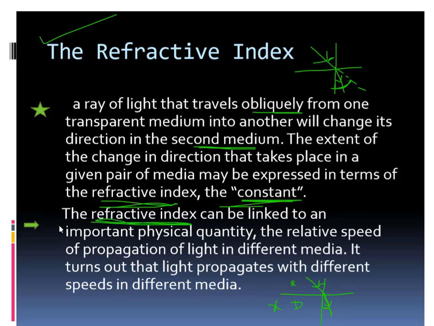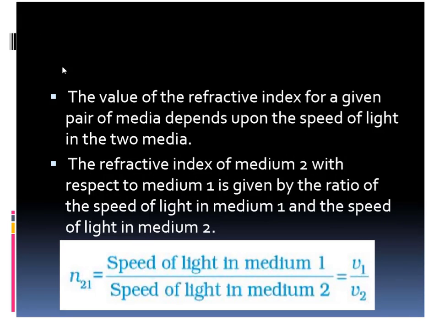Here it might be a little bit difficult for you to understand, but once we solve one or two problems, you can easily understand it. It's very easy though. Now, the value of refractive index for a given pair of media depends upon the speed of light in the two media, as I told you. So what will the refractive index depend upon? It depends upon the speed of light.